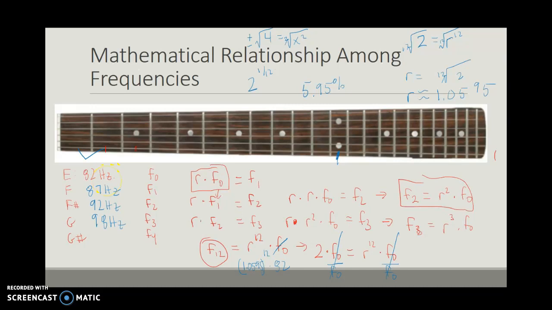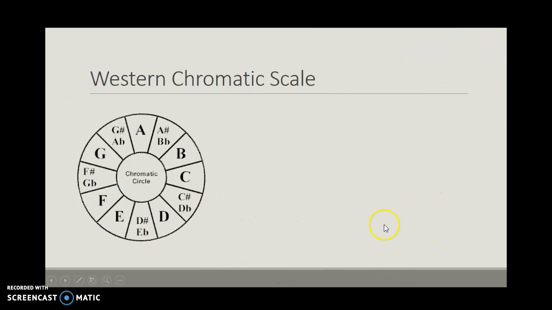So let me do that in my calculator. 1.0595 raised to the 12th power, and I'm going to multiply that by 82, and I get, to the nearest whole number, F12 is equal to 164 hertz. So we can see that the way we've set the problem up, I've ensured that playing an open string and then fretting a note at the 12th fret and playing it will result in a doubling of the frequency. And that is the most important mathematical relationship based on the Western chromatic scale.